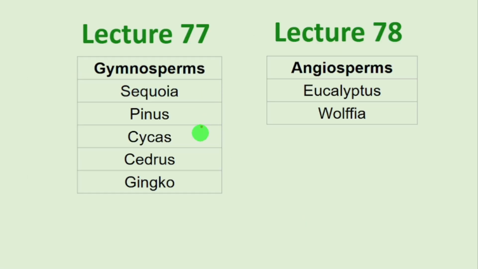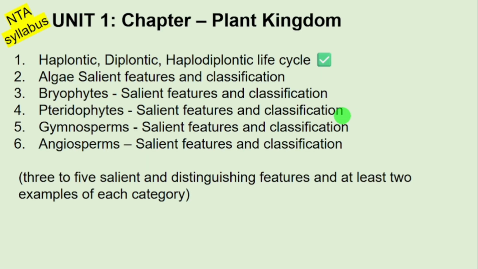So for gymnosperms, these are the examples, and for angiosperms, only in the plant kingdom we have two examples, and then we have a lot of examples in later chapters. So this was all about the haplontic, diplontic, and haplo-diplontic life cycles.